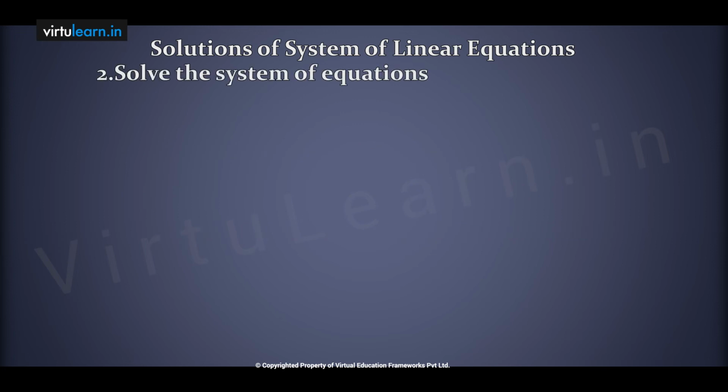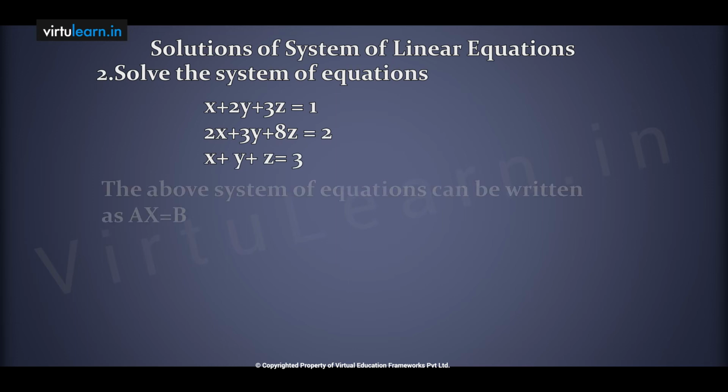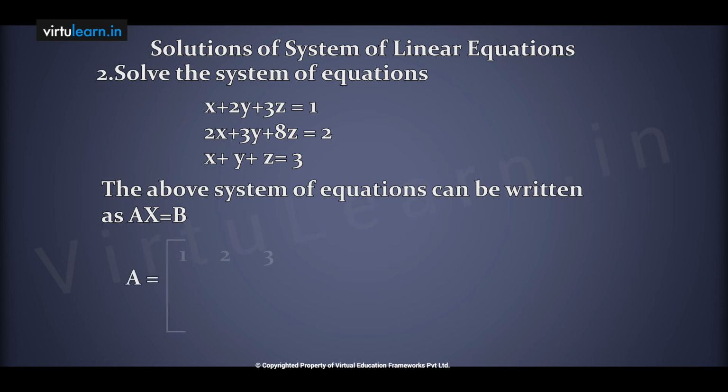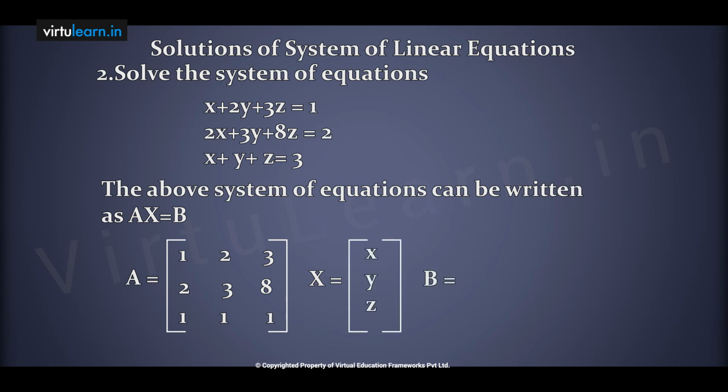Solve the system of linear equations: x + 2y + 3z = 1, 2x + 3y + 8z = 2, x + y + z = 3. The above system of equations can be written as Ax = B, where A = [1 2 3; 2 3 8; 1 1 1]. X is the variable matrix with unknown variables, X = [x y z]. B is the constant matrix [1 2 3].